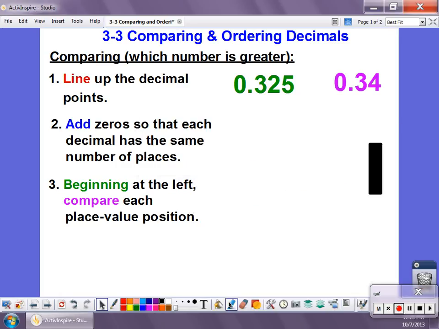Today we're going to compare and order decimals. Comparing decimals means telling either which number is greater or which number is less than. And again, you want to look at your directions. It'll tell you what it is we're looking for. This question says, which number is greater?